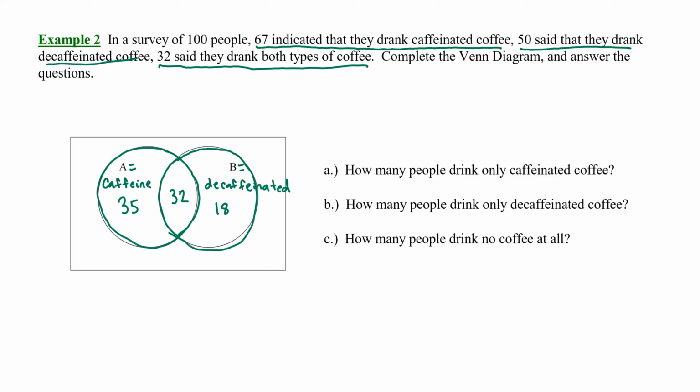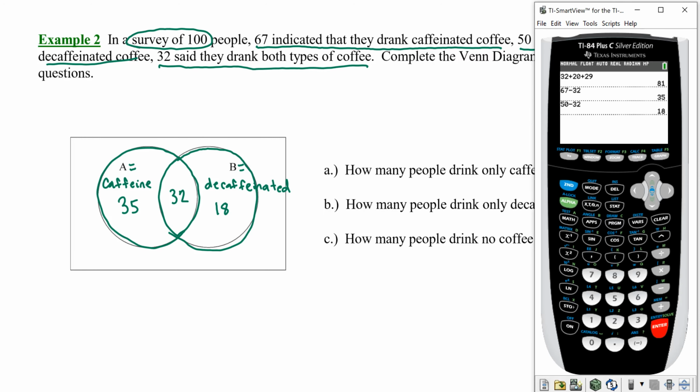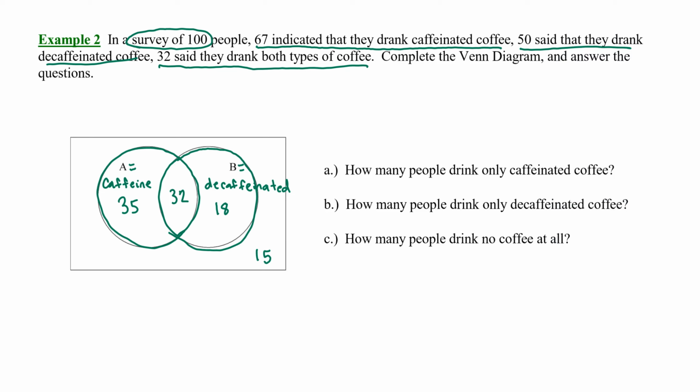Now we're not quite done. You always want to double check to see if there's any values that are outside both circles. So we're going to go back to this number right here. We surveyed a total of 100 people. Now notice on our Venn diagram, we have 35 plus 32 plus 18 of those accounted for. That's only 85, and there's a total of 100 people that need to be represented on this diagram. So the leftovers are those that drink neither types of coffee. So I'm going to subtract 85 from the total of 100, and that's the number that goes out here.